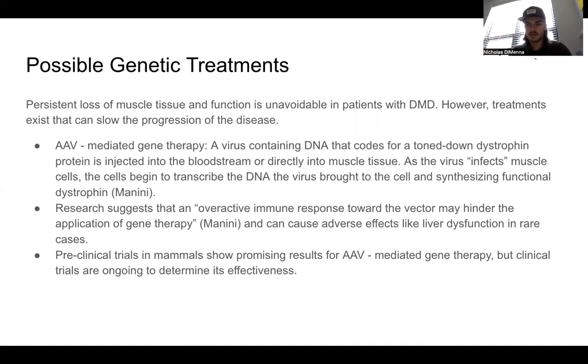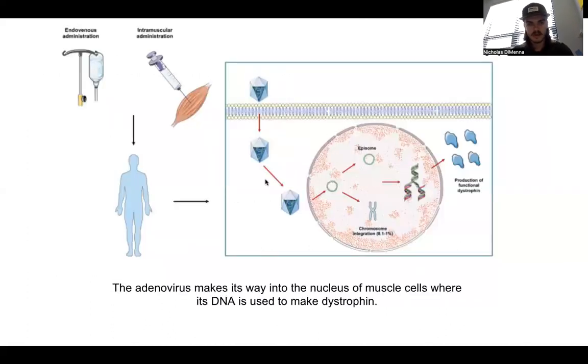In a few cases, overactive immune response towards the vector can hinder the application of gene therapy, meaning we don't see a dramatic improvement in the amount of dystrophin produced. But clinical trials are ongoing, so we're going to stay hopeful for that. This is just a visual diagram of how that works, how we inject the virus into the muscle cells, and then as it passes into the cell, its DNA is transcribed into the functional dystrophin protein.